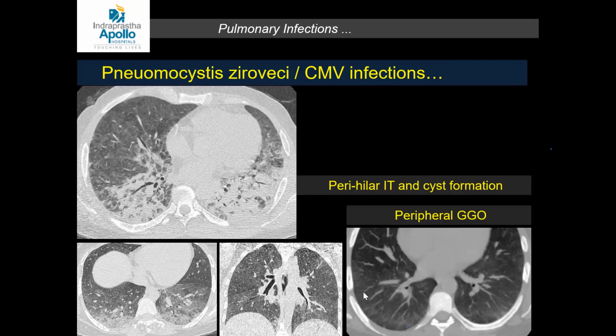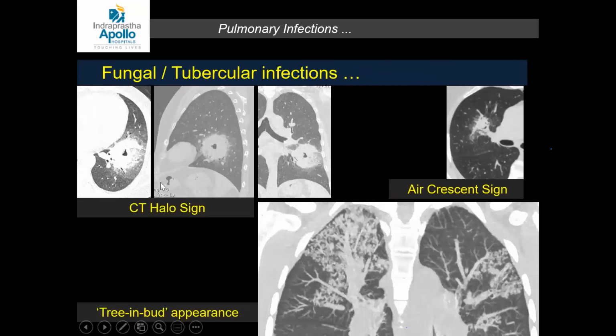While these kinds of subtle, small, peripheral areas of ground glass opacity, or peripheral GGO, are a hallmark of CMV pneumonitis, CMV infection. These infections are very commonly seen in post-transplant patients. So this is important for nephrologists to know and understand.